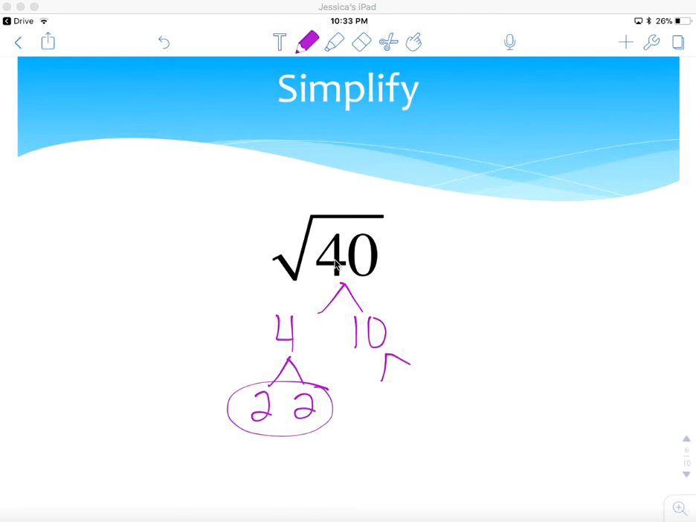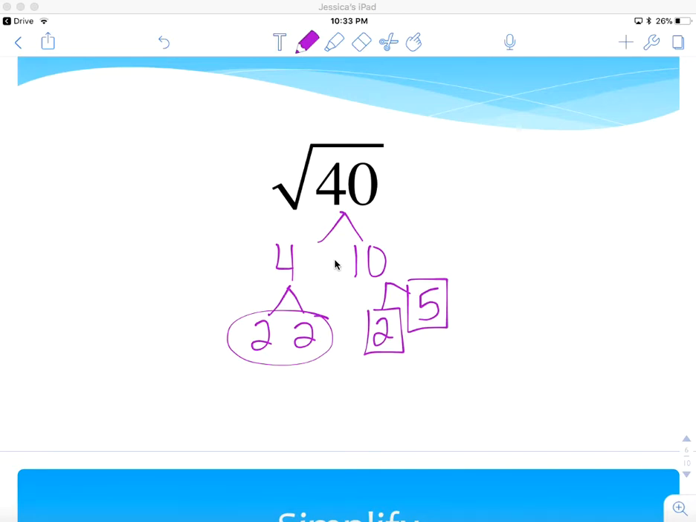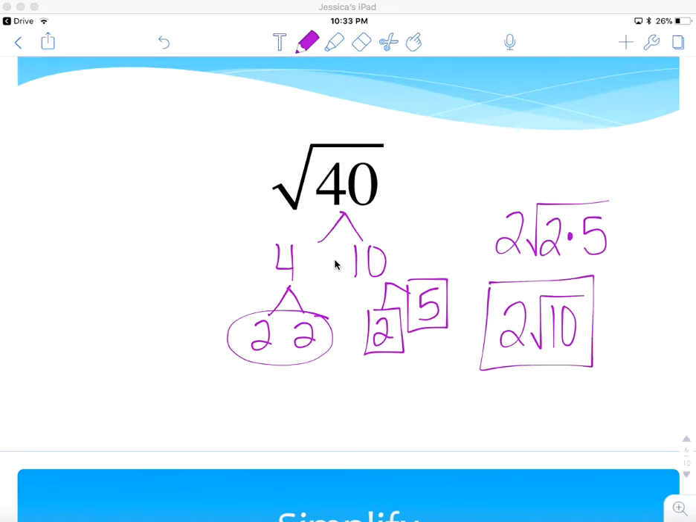Now, if you break down the 10 here, you're going to have a 2 and a 5. Those don't pair up with anything, so they're going to stay underneath the square root. The way you would write your final answer is the 2 would come out, and the 2 and the 5 would stay underneath. So my final answer is 2 square root 10. Pairs come out, everything else stays underneath.